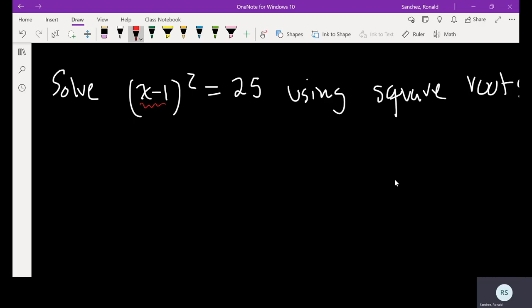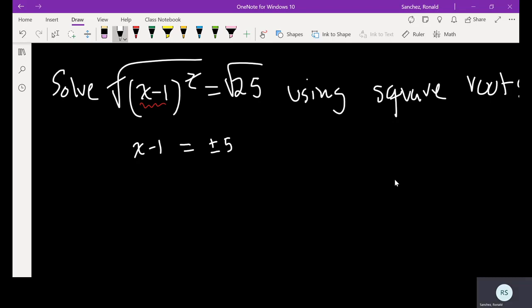And how do we do that? Well, how can I get rid of that square? We learned that in the previous video, in order to get rid of that square, we can square root both sides. Well, what happens when I do the square root? The square is going to cancel out, and I'm left with x minus 1 is equal to, and check this out, the square root of 25 is positive 5, but also negative 5.